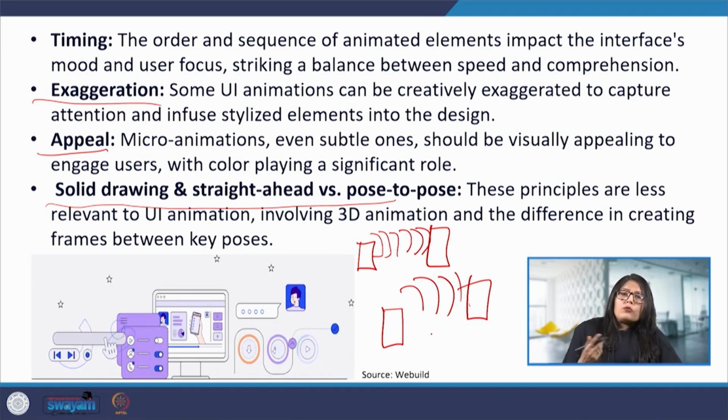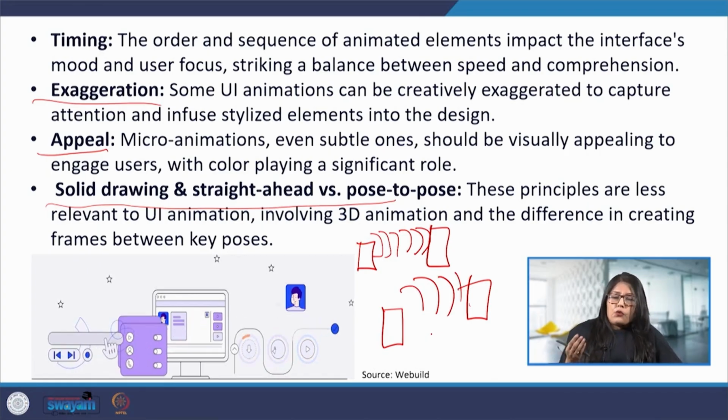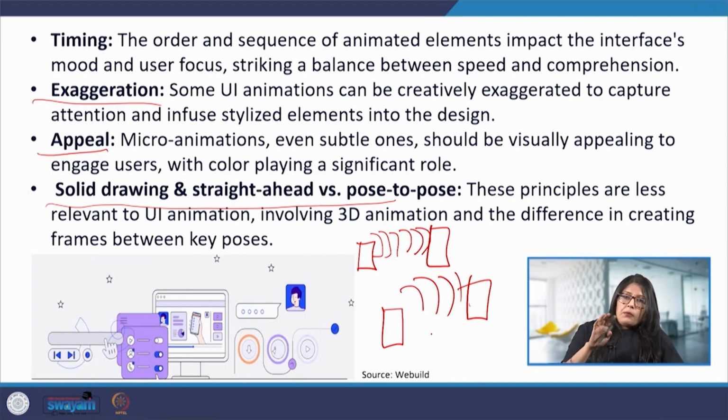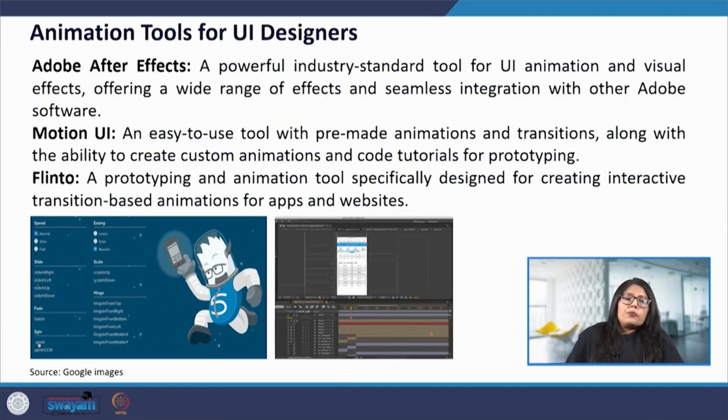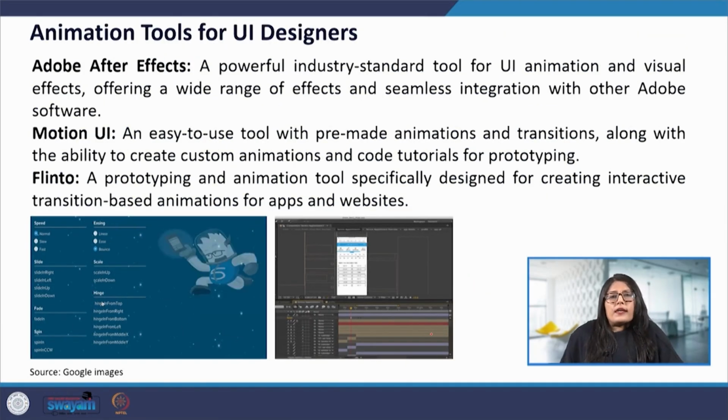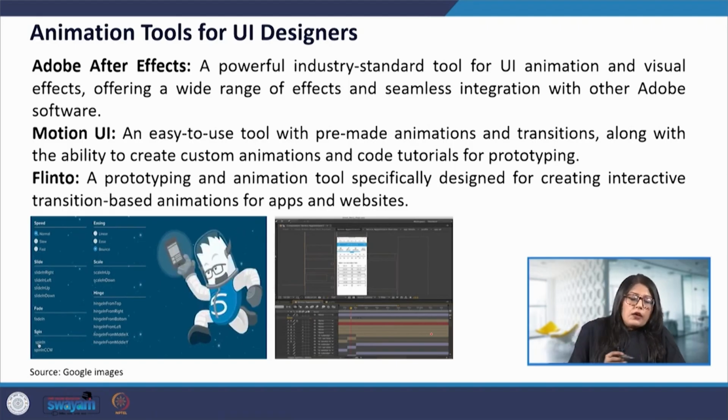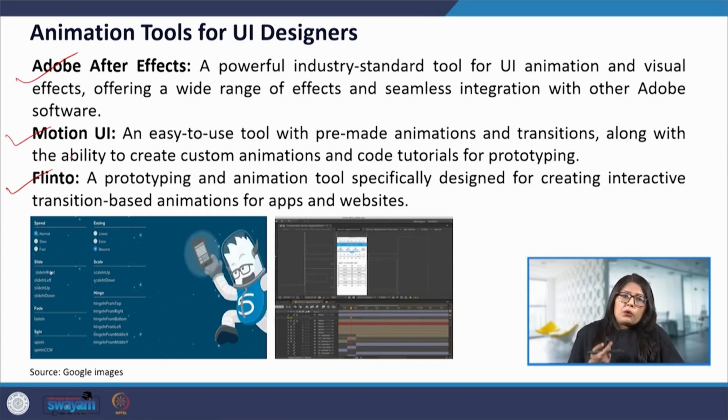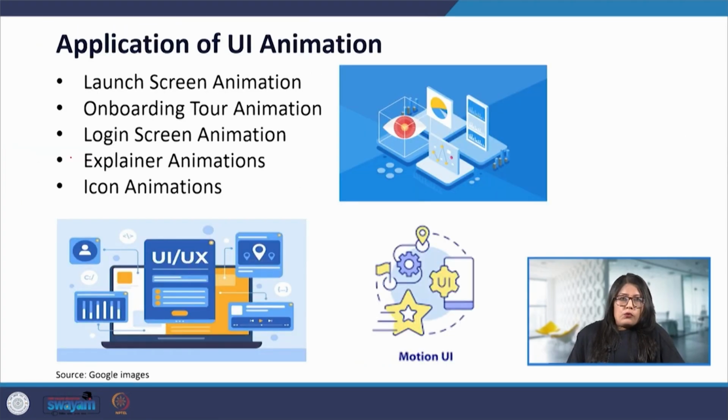The second one, which is pose to pose, allows the designer to take care of the timing in between, or also to see what is important and what can be discarded, which is not really possible in the solid drawing and straight ahead principle. So, there are several tools for UI designers that they can take advantage of, like Adobe After Effects, Motion UI and Flinto. These are prototyping animation tools, which are very easy in terms of accessibility, quick learning, and memorability. So, they are very easy and helpful tools for the users.